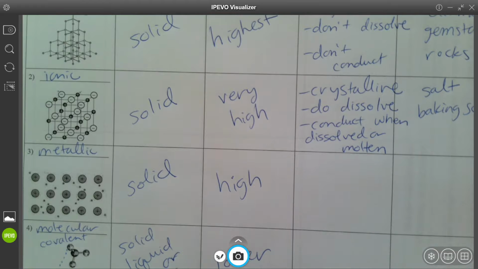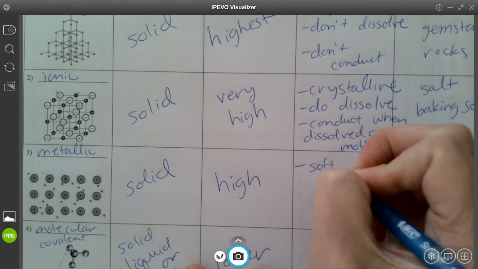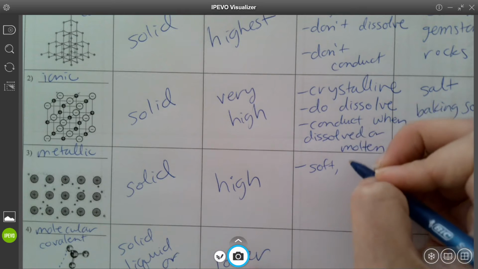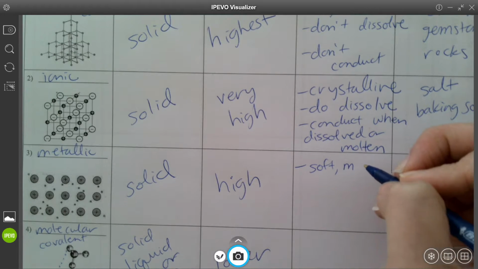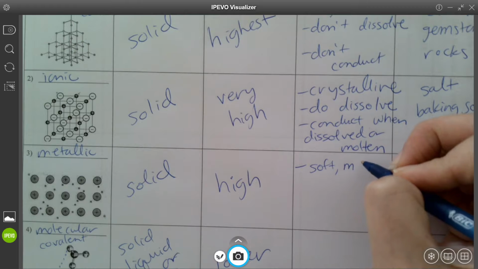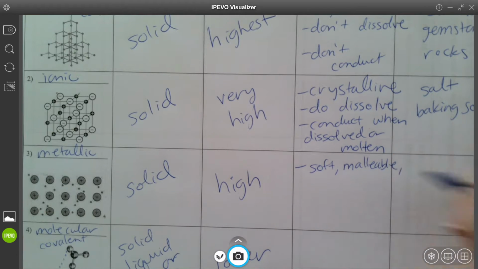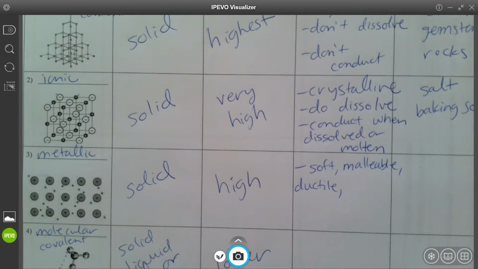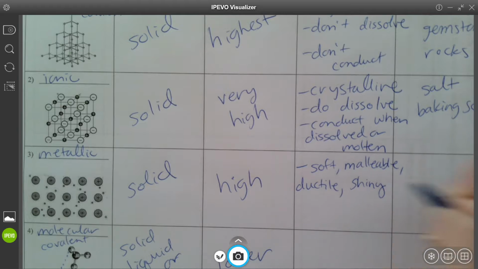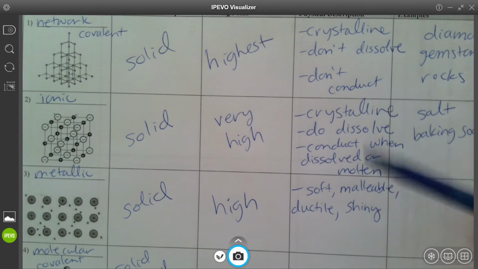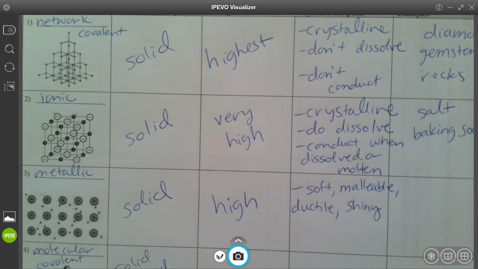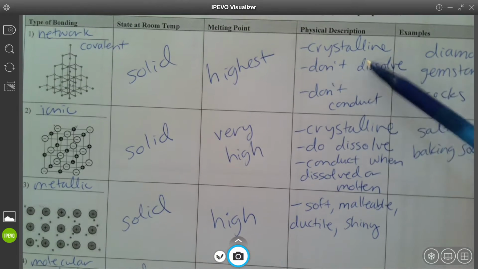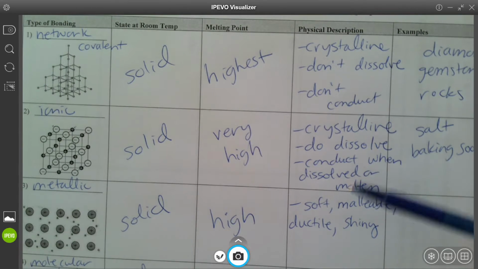All right, metallic things tend to be a little bit more soft. Not all metals, but they're softer than, say, a diamond. Soft, malleable, which means you can shape them. Ductile, which means you can draw them into a wire. Shiny. All these things make it very different from these other types of substances, okay? I know iron is pretty rigid, but you can still shape iron and bend it into things, and you can do things with it that you can't do with a diamond or a rock or salt, okay?